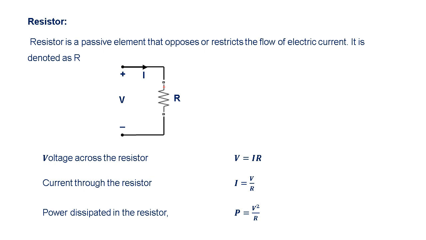First, resistor. Resistor is a passive element that opposes or restricts the flow of electric current. It is denoted as R. It is represented as shown in the figure. If you see, the voltage across the resistor is given by Ohm's law as V is equal to I into R. I is the current through the resistor, and current through the resistor I is equal to V by R. The power dissipated in the resistor is P is equal to V square by R. The resistor dissipates power in the form of heat.